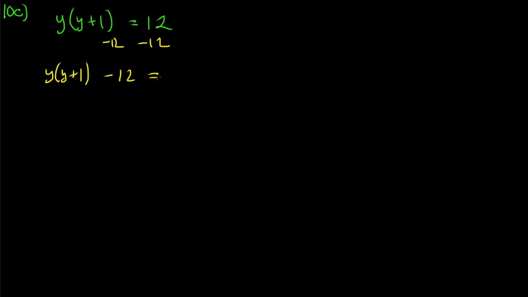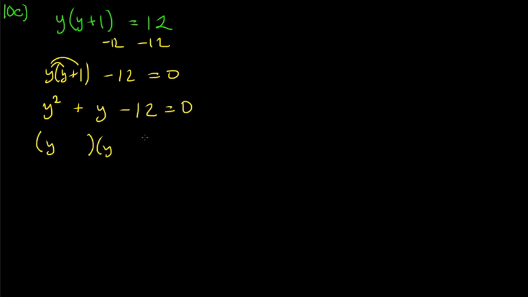Right? But that just means we have to multiply by y here. So y times y is y squared, plus 1 times y is y, minus 12 equals 0. Right, so now we put this in standard form. So it's in standard form. Now we just have to factor.